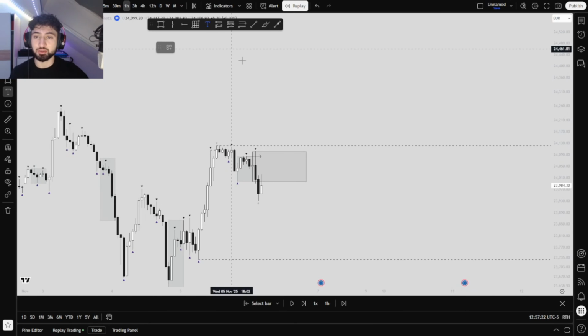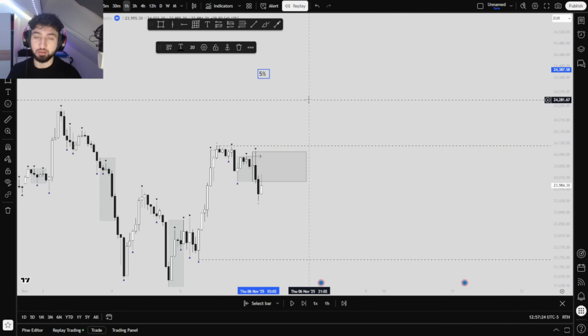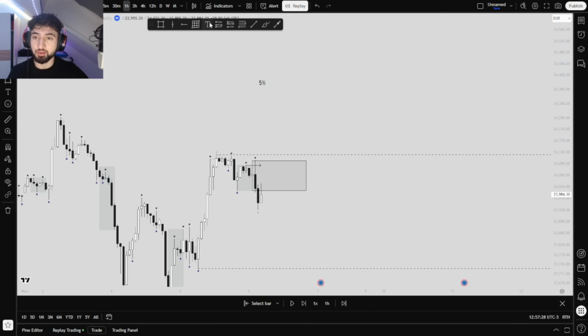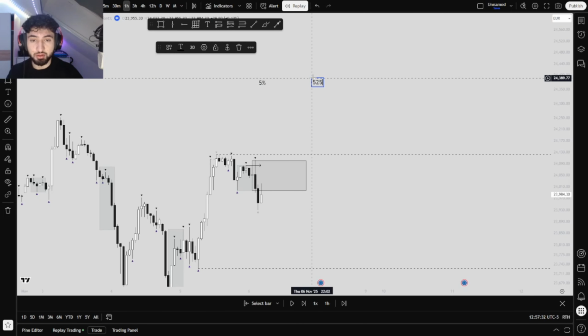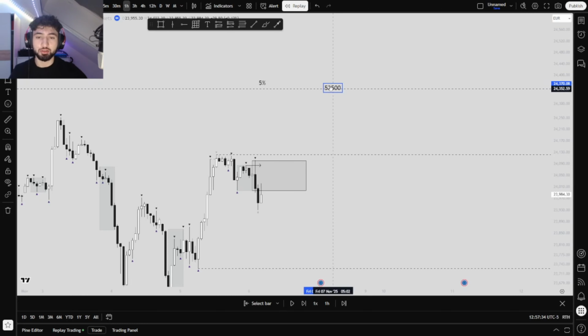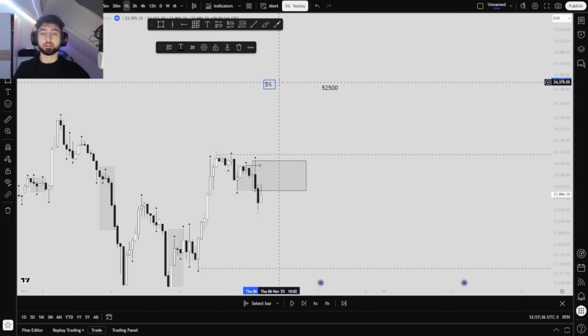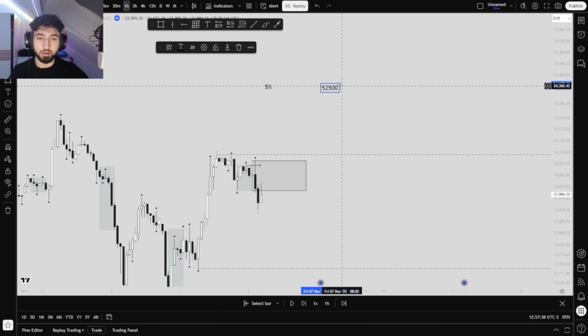So on a phase 2, you need 5% with most prop firms, right? Which was the same here. I was on a 50k account. So my target was 52,500, okay? So this is my target, and this is the target as well in percentage and in numbers.